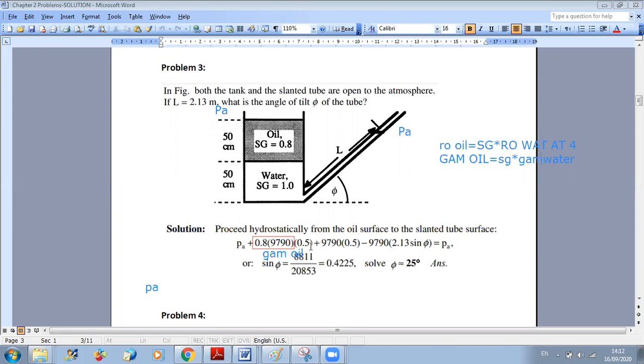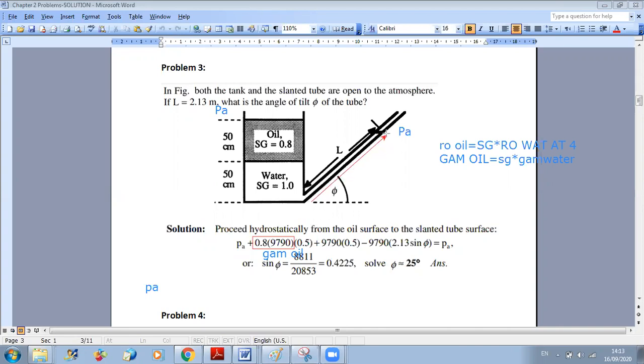Also, please pay attention to units. Now, I'm going down into water. Because it's water, they gave me a specific gravity of 1. So I add gamma of water times 0.5, which is the depth. Now, for the inclined tube, I'm going upward. Please pay attention to pressure variation: I don't care about the length.